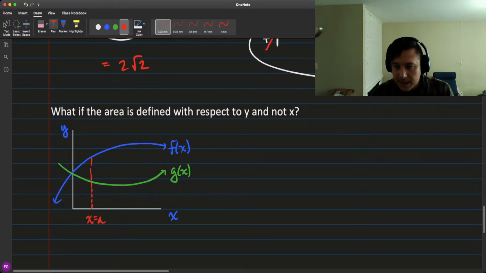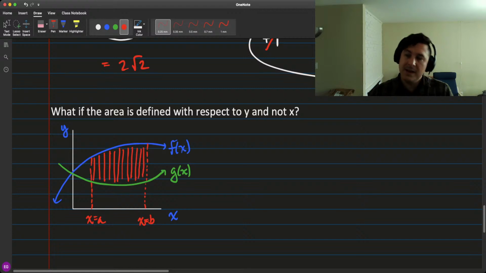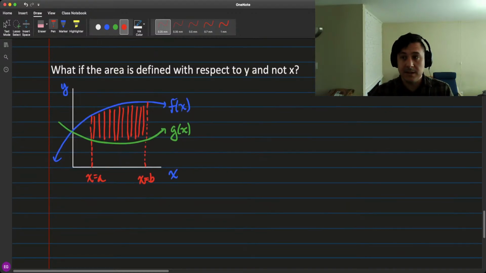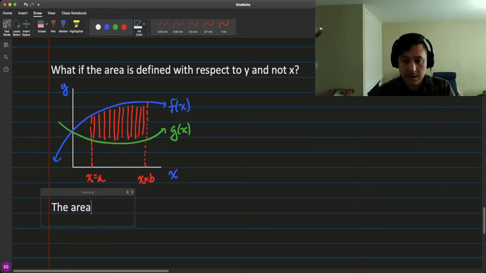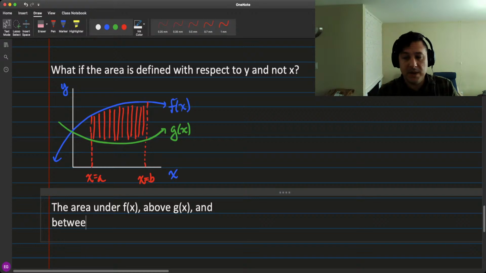So here's x equals a, here's x equals b. Now let's say we're interested in this area. This area is defined with respect to x because we want the area under f of x, above g of x, and between x equals a and x equals b.